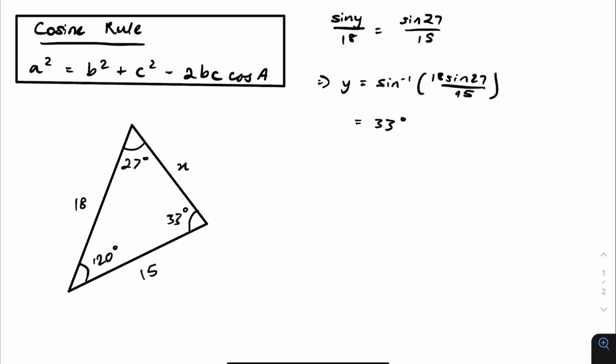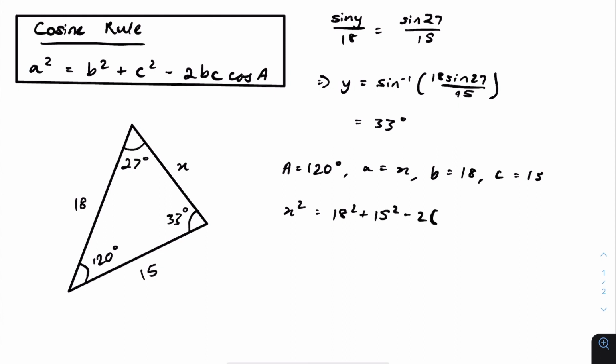And now we have all the information we need to complete this, because we've got two known sides and an angle in between them. So in this case, let's let A equal 120 degrees. Our lowercase a equal the opposite, which is x. And b can equal the other two sides, so 18 and c equals 15. And now let's solve. So x squared is equal to 18 squared plus 15 squared minus 2 times 18 times 15 times the cosine of 120, which is equal to, I'm just going to put this into my calculator directly.